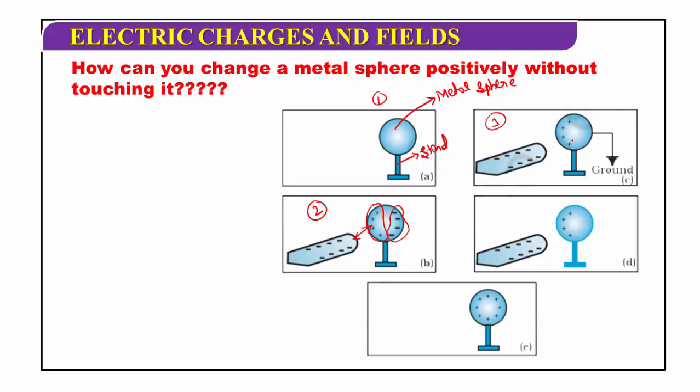When the metal sphere is connected with the ground, the excess electrons flow to the ground. The process of the flowing of electrons from the body to the ground is called earthing. That process is called earthing.